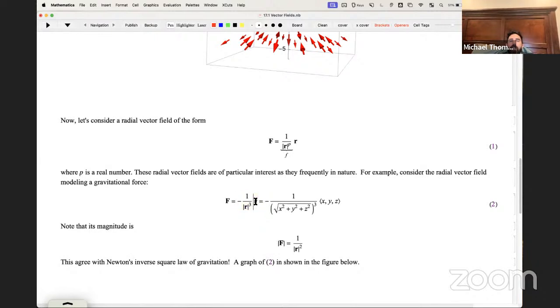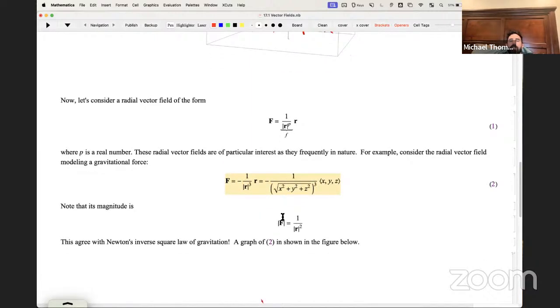You can see that I've got my radial vector, that's the xyz vector here. And then I've got the magnitude of the radial vector cubed downstairs. So that would be this guy downstairs, the magnitude of the radial vector, cubed. Note that the magnitude of this thing is just 1 over the magnitude of r squared. That would be easy to find if you just took the magnitude of this guy, put absolute values around it, get rid of that negative, and you can see that the magnitude of every vector in that vector field is 1 over the magnitude of r squared.